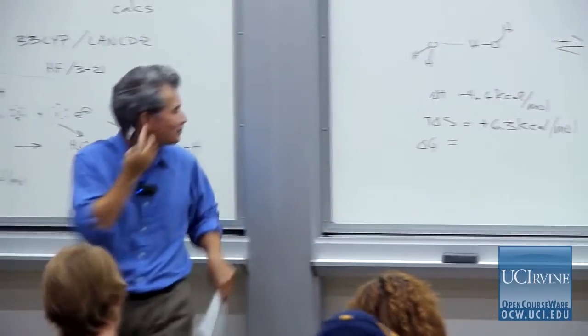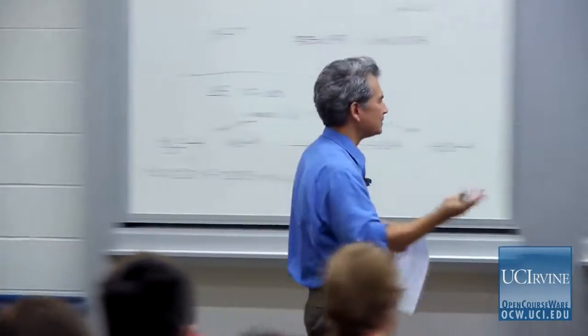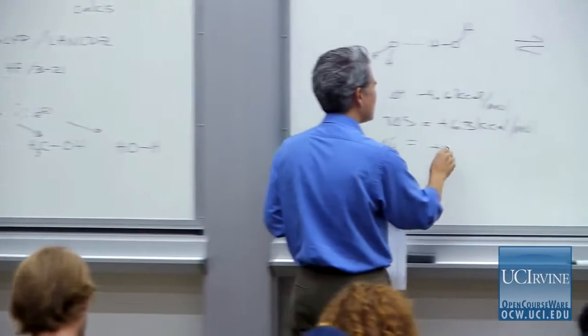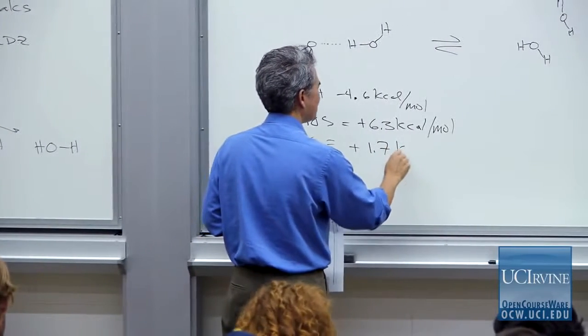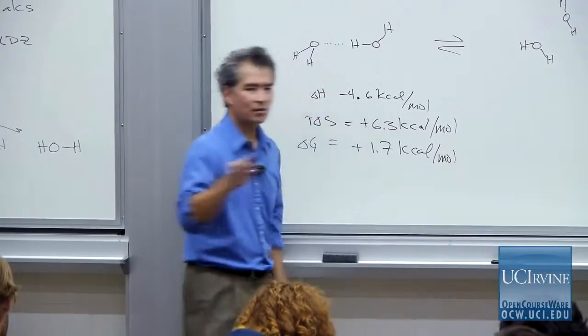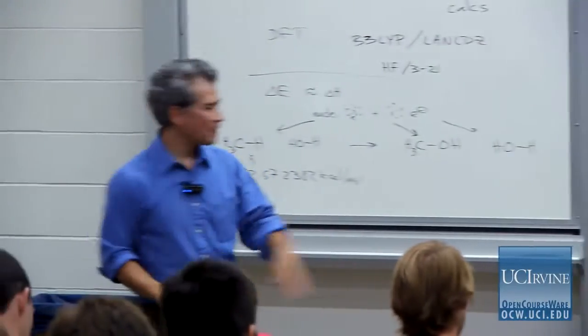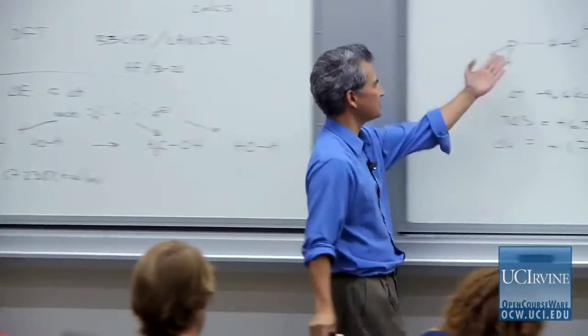I'm not so good at math. What's the difference between those numbers? Like 1.7 or something like that? What this tells you is that a hydrogen bond between two water molecules is thermodynamically unfavorable. It is thermodynamically unfavorable for us to form this hydrogen bond.